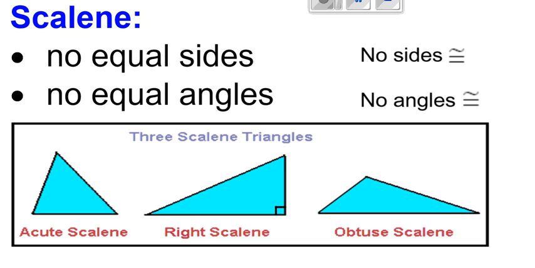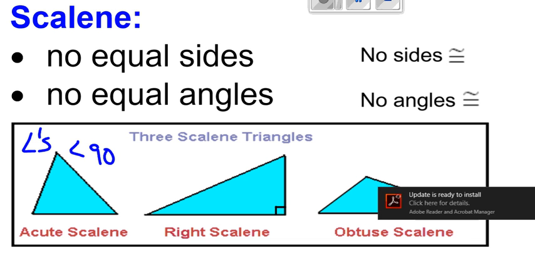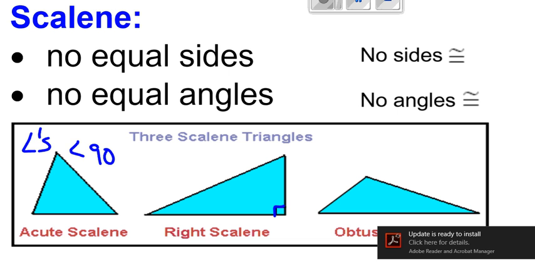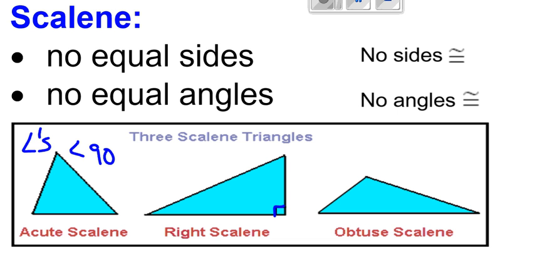We have the acute scalene, in which of course all angles are going to be less than 90. And then we have the right scalene, where one of the angles is a 90-degree angle. And then of course we have the obtuse scalene, where one angle is greater than 90.